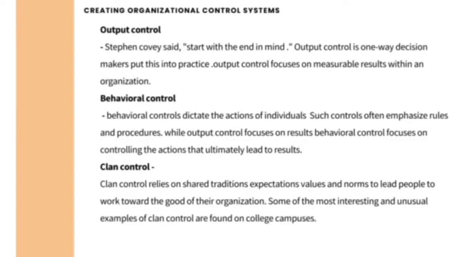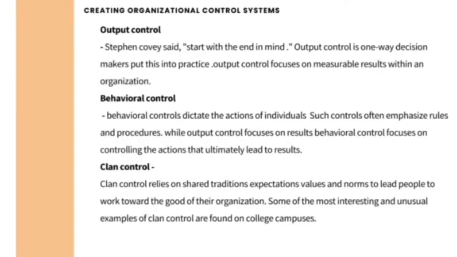While output control focuses on results, behavioral control focuses on controlling the actions that ultimately lead to results. In particular, various rules and procedures are used to standardize or to dictate behavior. This is behavioral control. For example, in most states, signs are posted in restaurant bathrooms reminding employees that they must wash their hands before returning to work.